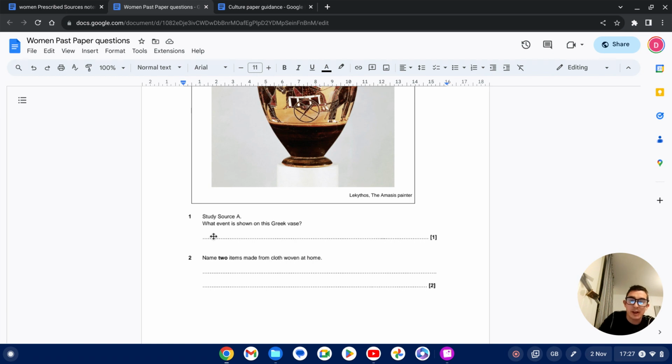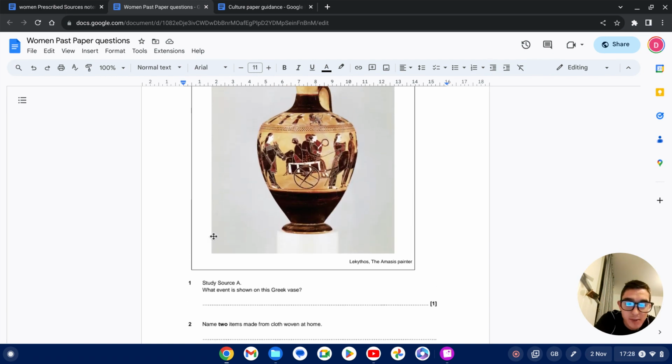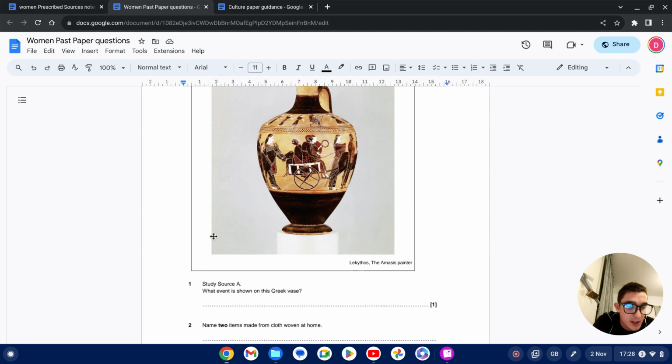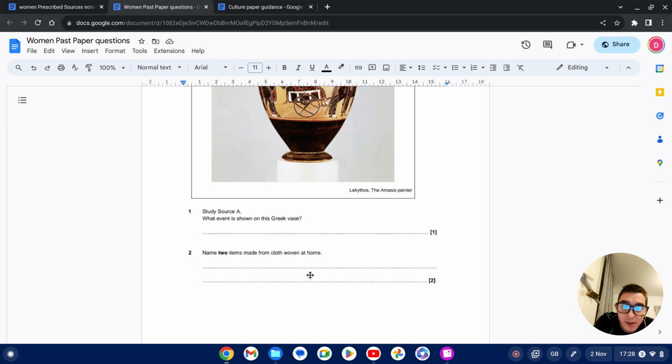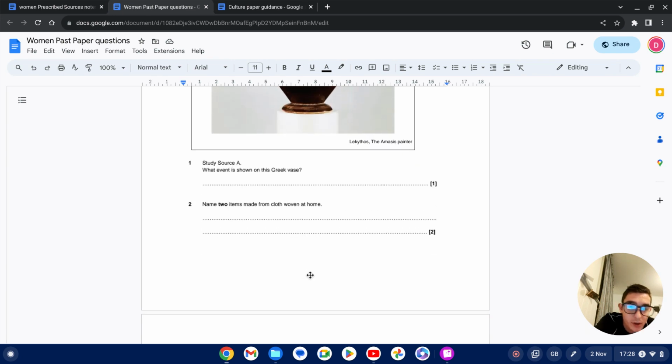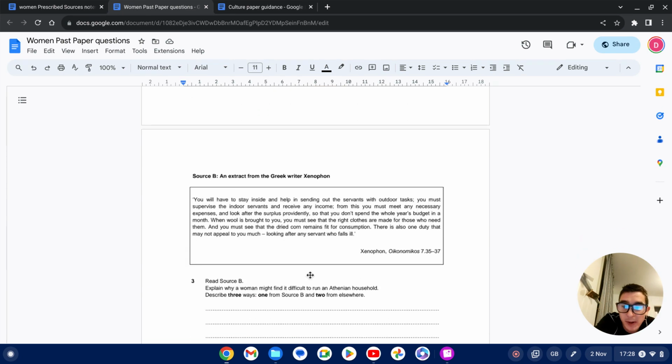So I'll say, what event is shown on the Greek vase? Okay, so this is kind of a factual recall, but you actually need to know what you're looking at. So there, it's a wedding procession, but you need to have known that. Name 2 items made from cloth woven at home. Okay, that's another factual recall about women.